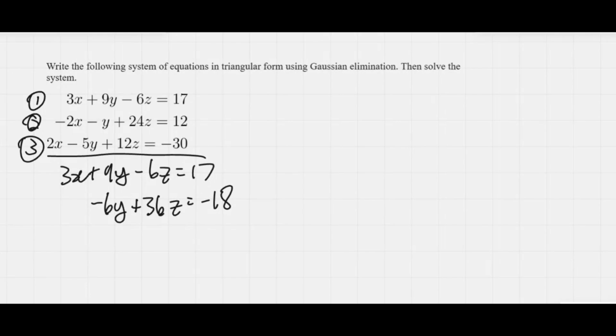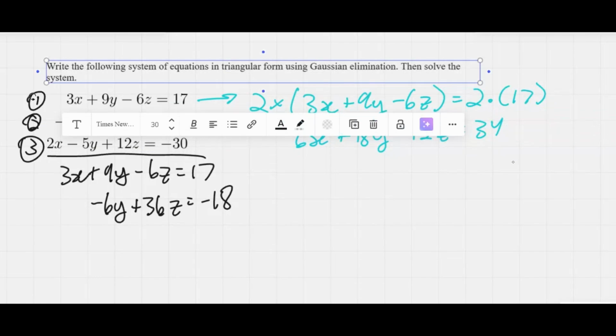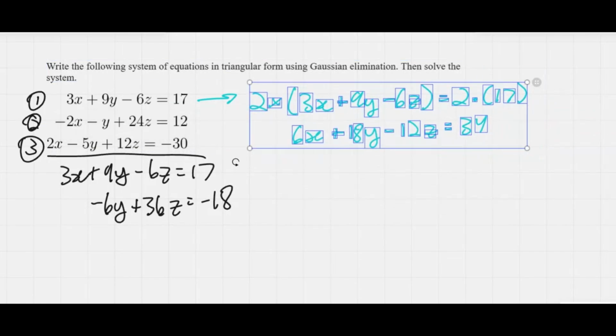Well, we can certainly, for example, multiply the first equation by 2. What does that leave us with? Well, if we multiply the first equation by 2, I'm going to do this in a different color. So 2 times the first equation is just going to be 3x plus 9y minus 6z is equal to 2 times 17. What does that look like in practice? That's going to look like 6x plus 18y minus 12z is equal to 34. All right, that doesn't look like much now, but watch what happens. I'm going to shorten this so that I have enough space for the third equation.